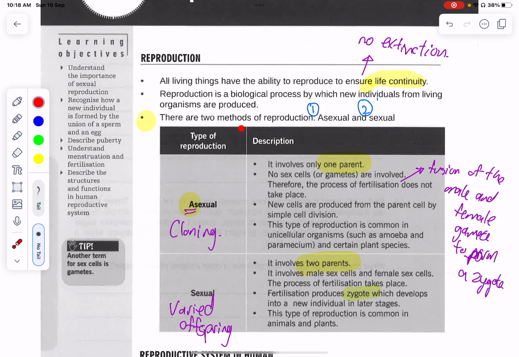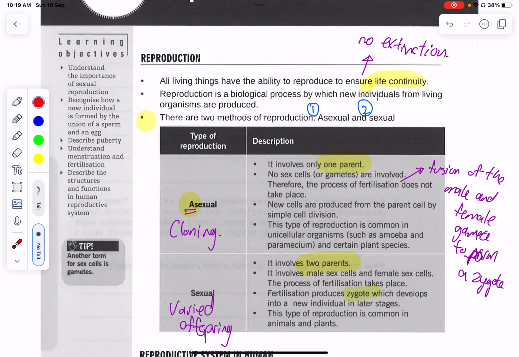And there are generally two methods of reproduction. The first one is asexual reproduction, and the second one is sexual reproduction. Now, this is another common exam question that can be asked, but it's more seen at Sec 3, Sec 4, or mainly Sec 4. So what is it like? Asexual reproduction involves only one particular parent, as compared to sexual reproduction, which involves two parents, and these two parents must be of the opposite sex, in which one is a male and one is a female.